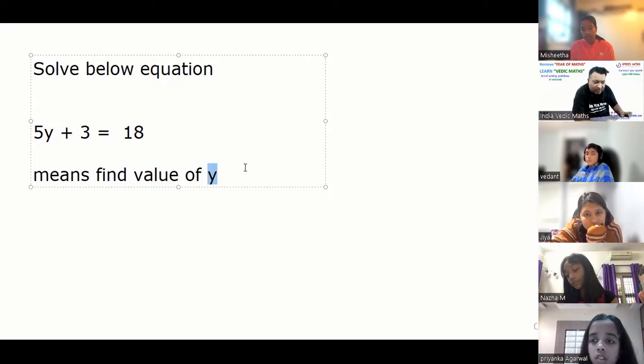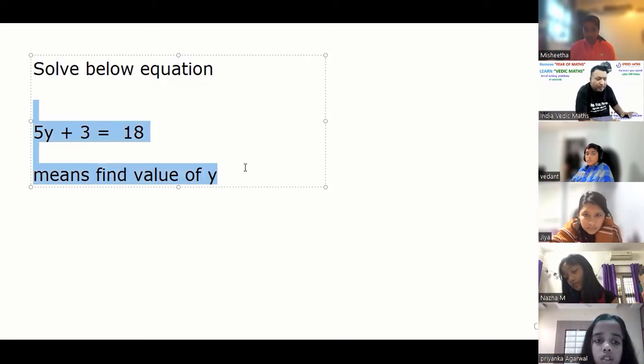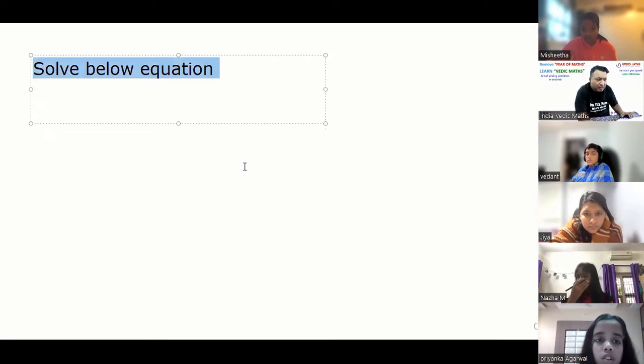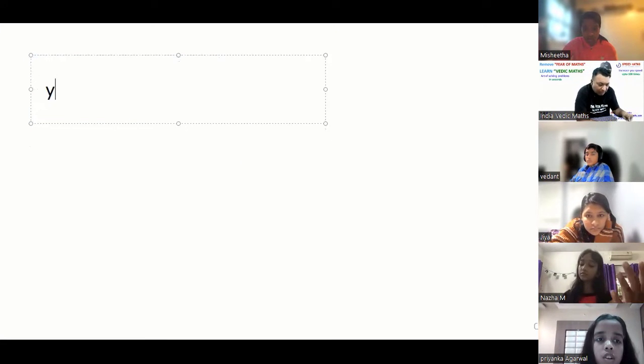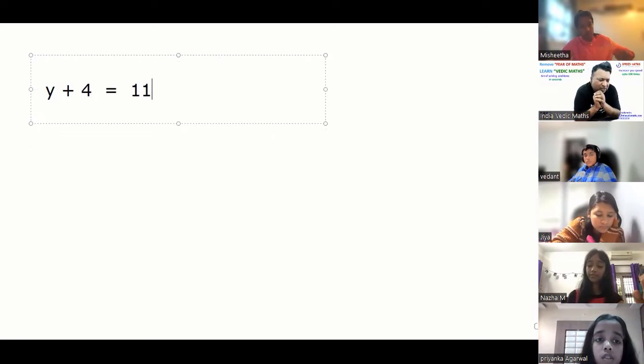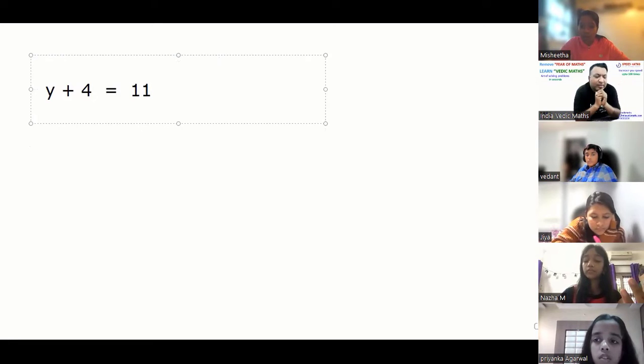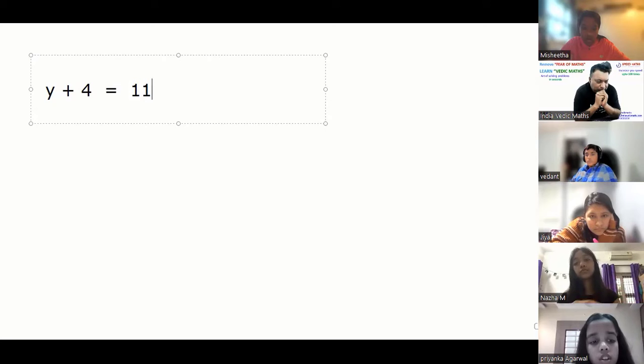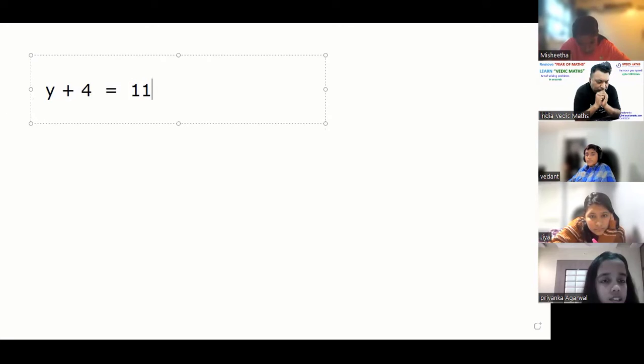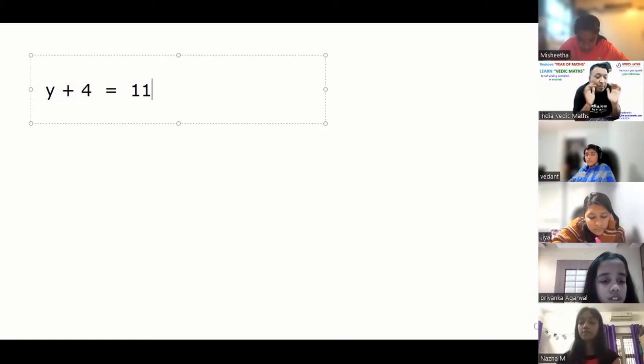I'll start with a very easy one first, not this one. If I say solve the equation y + 4 = 11, it's very easy or not? If y + 4 = 11, what is the value of y? Priyanka, what will you do? So I'll explain my way of doing it.